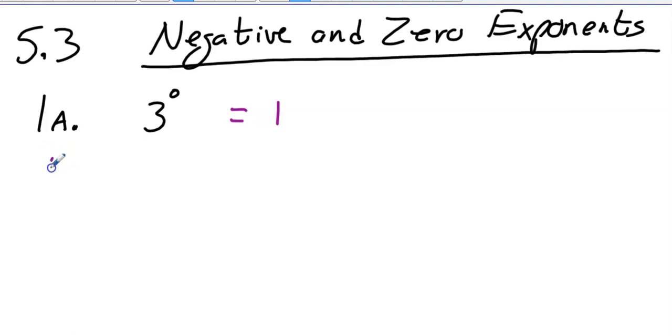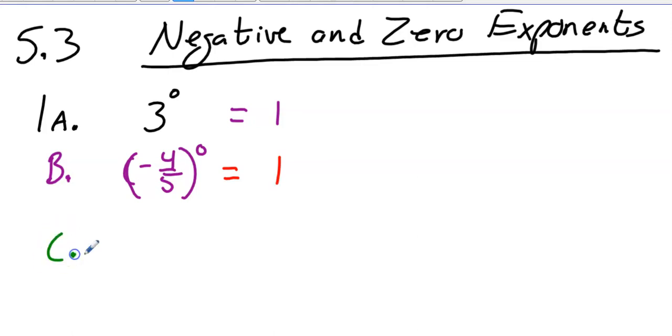Now, even if that's a negative number, it could be negative 4/5. It could be a negative fraction to the 0 power. Doesn't matter. If it's anything to the 0 power, it's still just 1.